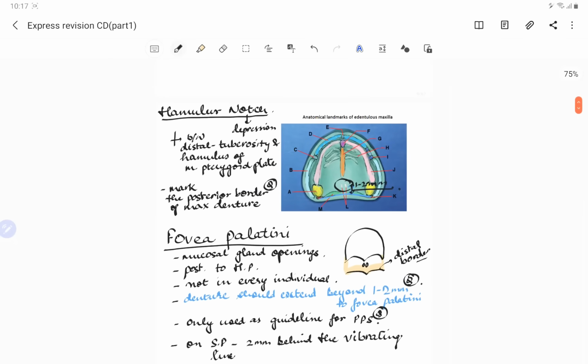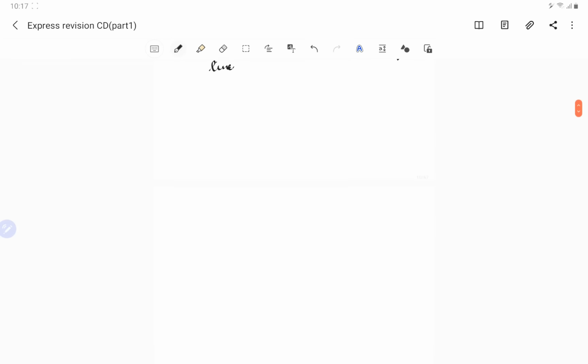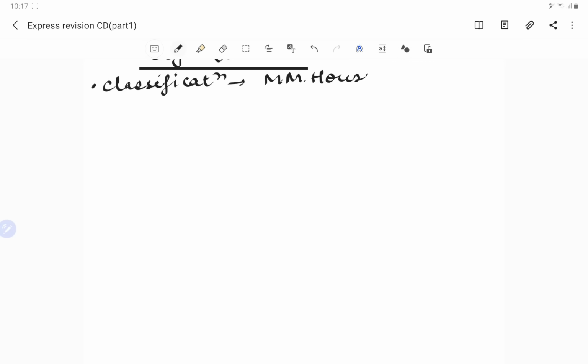So we have covered hamular notch, fovea palatini. Now talking about the soft palate. The classification of the soft palate is very important from a competitive exam point of view, and the classification was given by House. So I am going to draw here. This one is type 1.